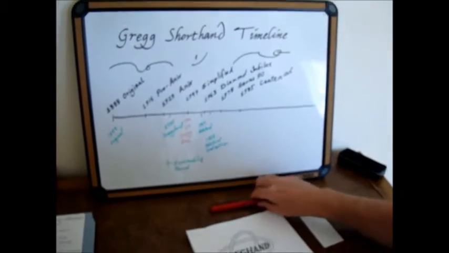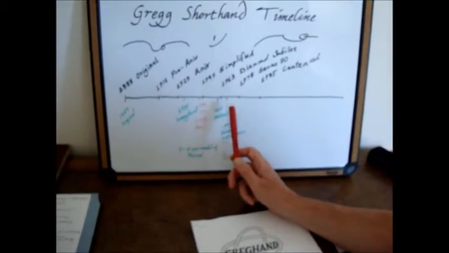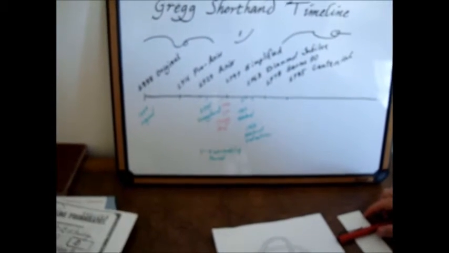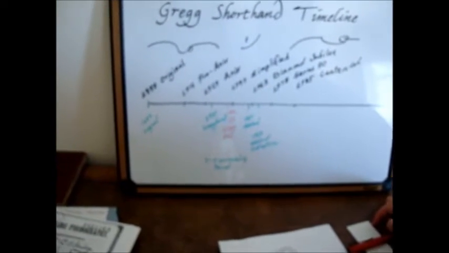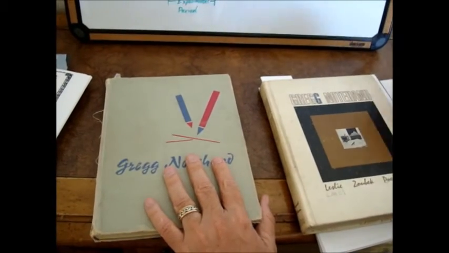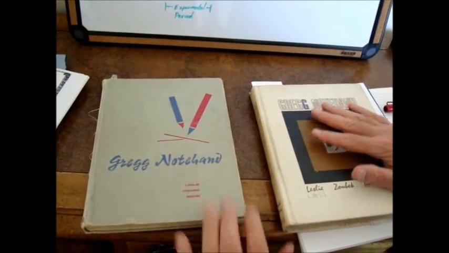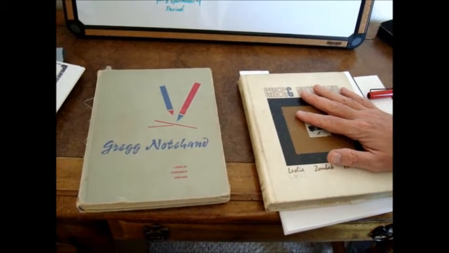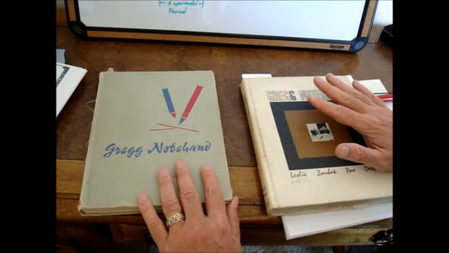Okay, so the next thing on this green timeline appears with the 1960 publication of the Notehand series. And again, this is after Dr. Gregg has died now. And versions of Notehand were published in 1960 and 1968. These I'd referenced in my first video series. I was aware of them at that time.